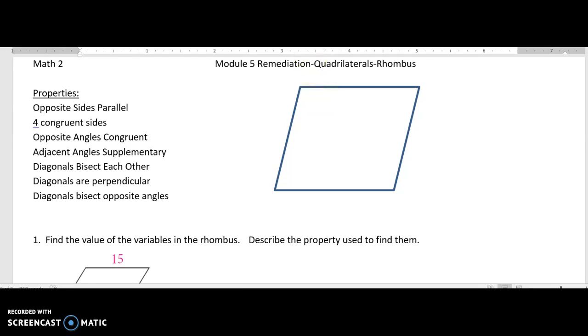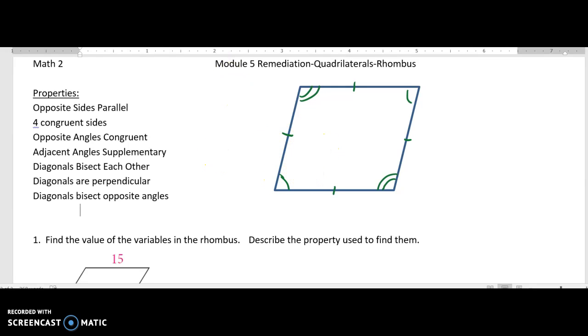Now, the only difference is, with a rhombus, you have to understand that by definition, all four sides are now congruent. So not only are opposite sides congruent, but you have to consider all four sides congruent. Same properties: opposite angles are congruent. Adjacent angles, meaning the one arc and two arc, are supplementary.